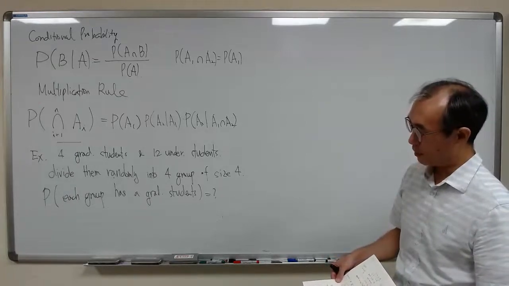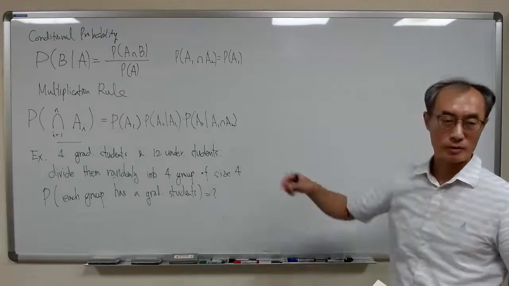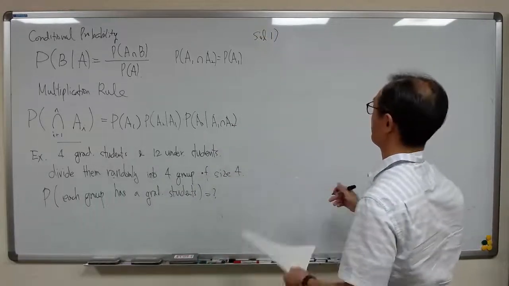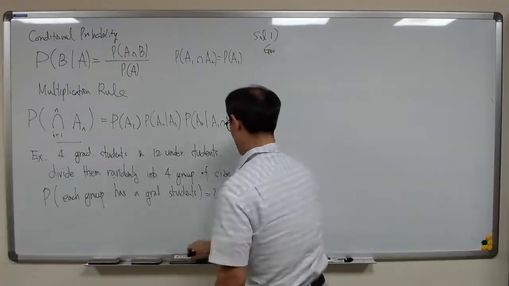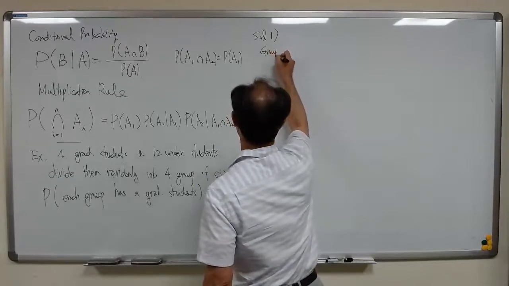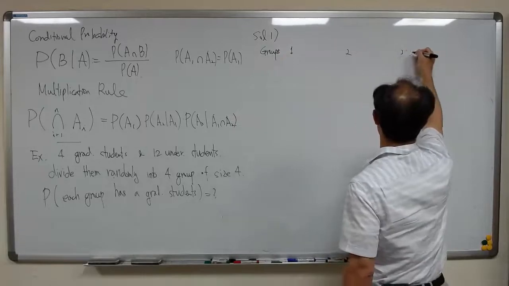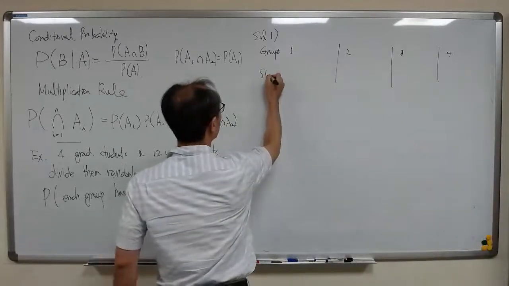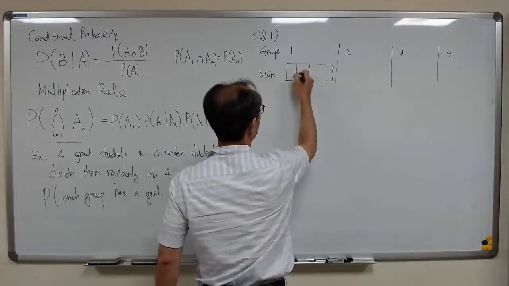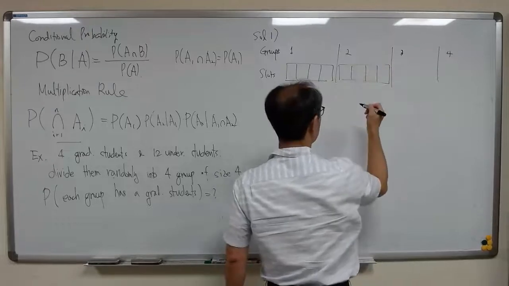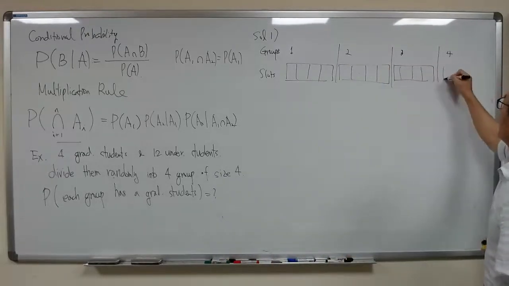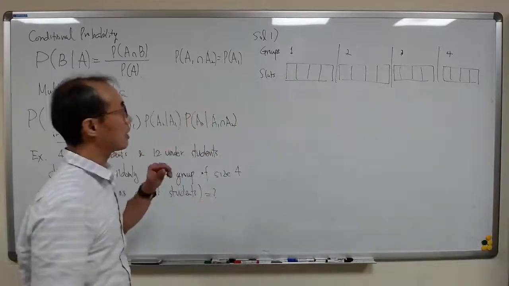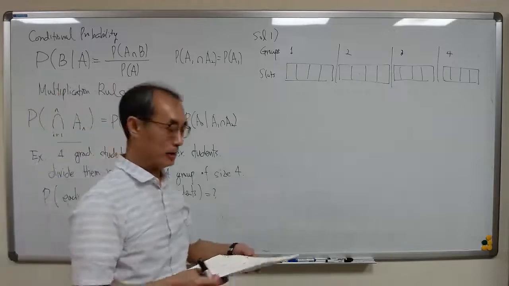And another approach to solve this kind of problem is based on the multiplication rule that I mentioned before. So let me first show you a simple, straightforward solution. Let's think of 4 different groups: Group 1, 2, 3, and 4. For each group, we have 4 slots. You have 4 slots for group 1, another 4 slots for group 2, 4 slots for group 3, and similarly 4 slots, or seats, for group 4. Then I'd like to assign a student to each slot randomly.